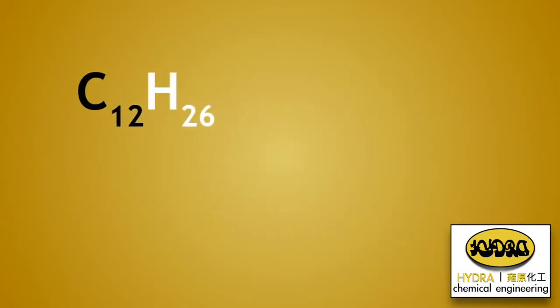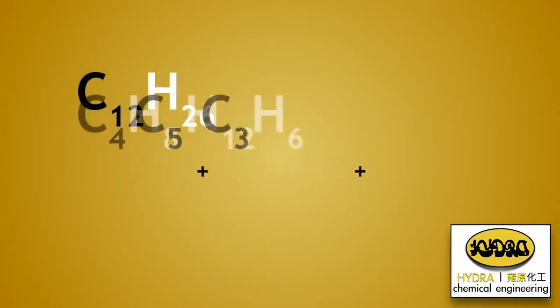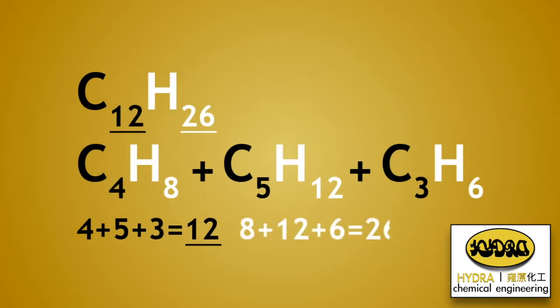The large hydrocarbon is broken down in quite a random way. Just note that in each equation, of course, since we had 12 carbon atoms and 26 hydrogens going into the reaction, the same must come out.